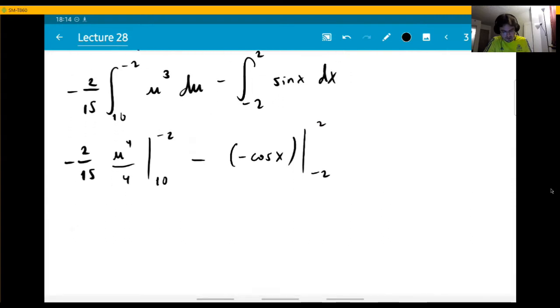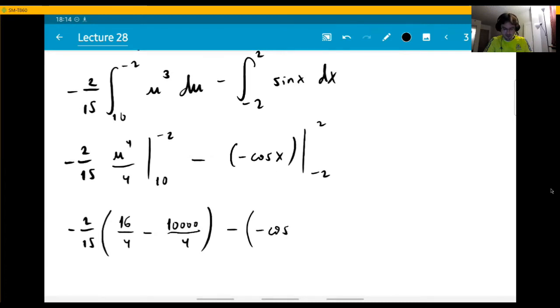Now just compute this. Minus 2 over 15 times minus 2 to the 4 divided by 4 minus 10 to the 4 divided by 4. And then there is a minus here, also a minus from the inside of parentheses, minus cosine applied to the number 2, minus cosine applied to the number minus 2. There's a lot of minuses there that I'm writing very carefully here so we can really understand what's going on.